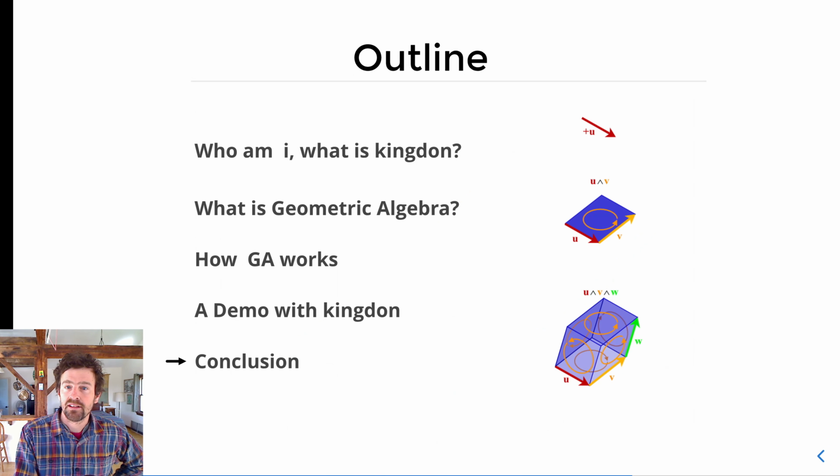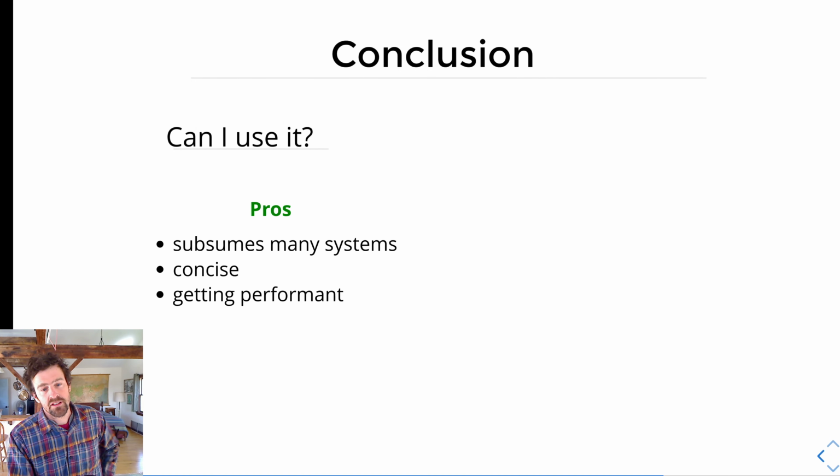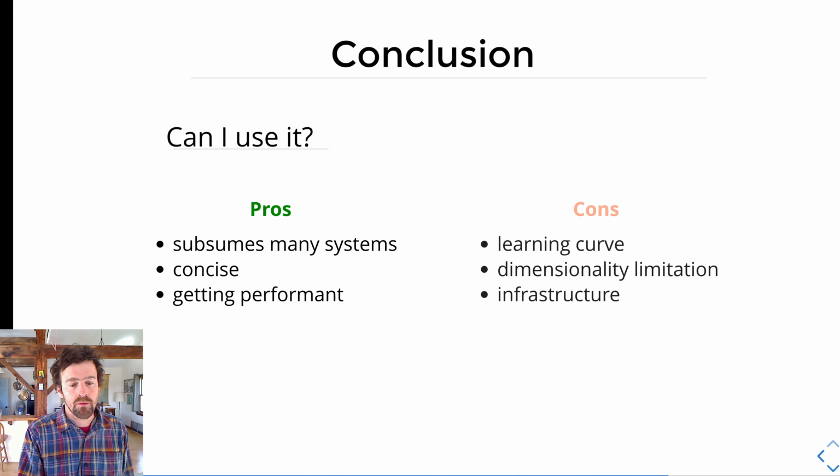All right, so that's basically the example. And in conclusion, so can I use this? So there's some pros, right? It subsumes a lot of different mathematical systems, so you don't have to convert between complex numbers and quaternions and matrices and vector calculus if that's something you have to do. It generates really concise code, right? It's a more sophisticated language, and that allows you to represent things more concisely. And it's getting more performant thanks to people like Stephen and Martin who are developing these libraries.